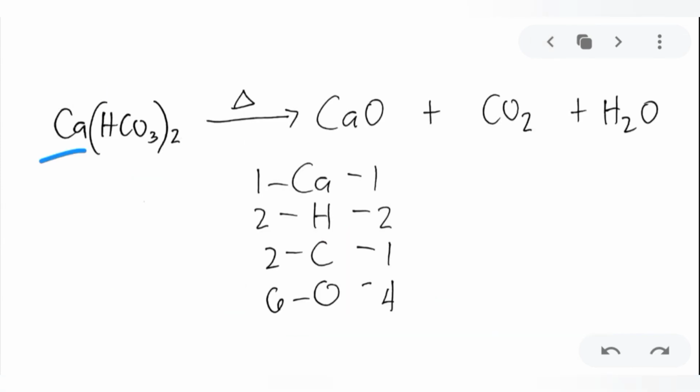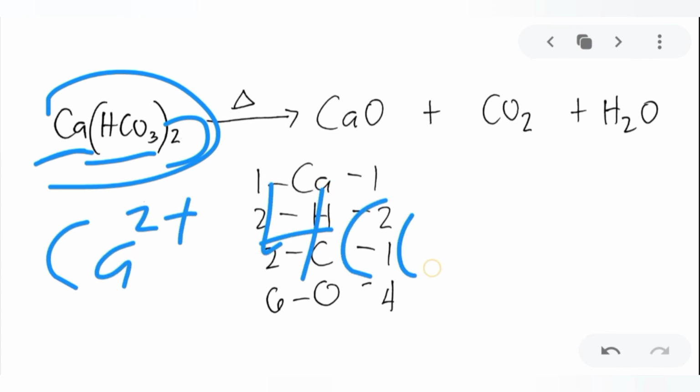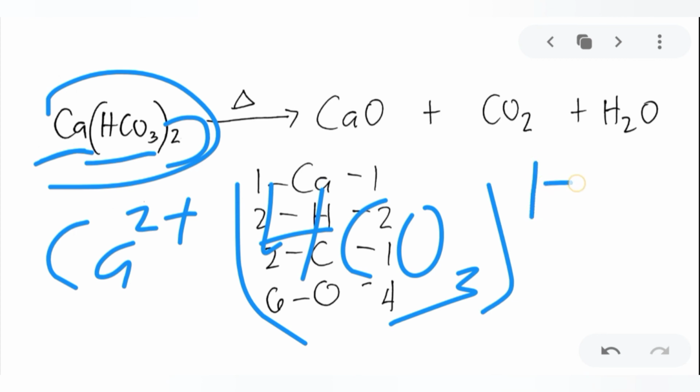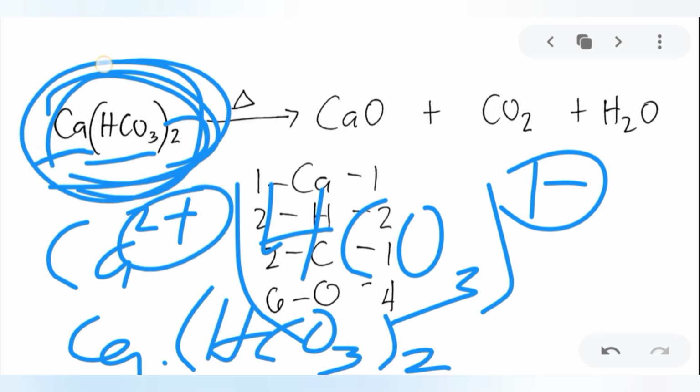So for this equation, we have here the decomposition of calcium dihydrogen carbonate. Okay, so how did we obtain this equation? We have calcium as 2 plus, and then the bicarbonate is negative 1, the charge of that. So interchange, you have here Ca, and then this one will be the subscript of calcium here, and then HCO3, and then this one will be the subscript of 2 here. So that is how we obtain this formula here.